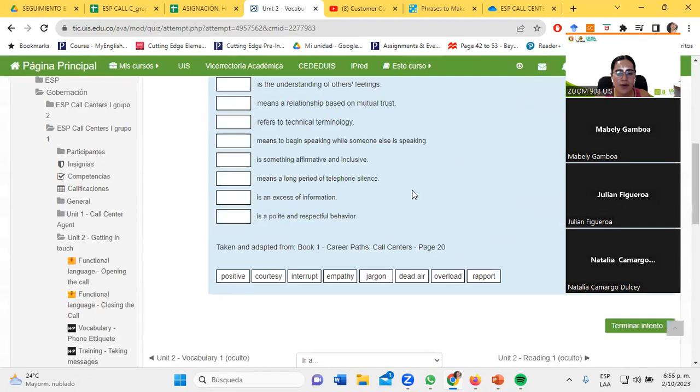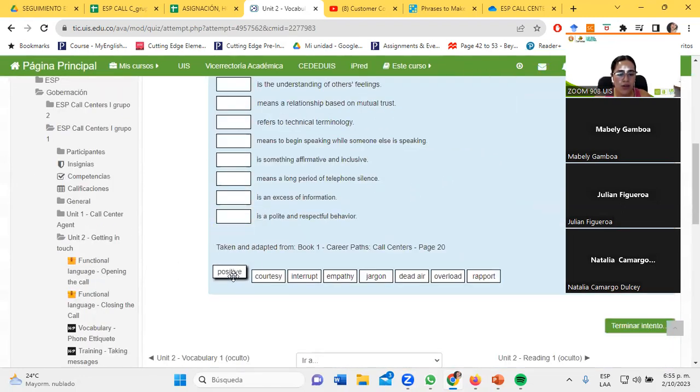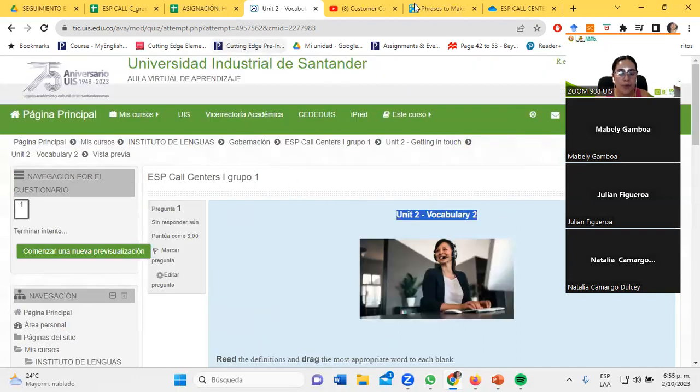This activity is very easy. Just read the definitions and drag the correct word in each case. Positive, courtesy, interrupt, empathy, jargon. Last week I explained what jargon is. Dead air, overload, and report. Okay? So let's do that. Unit 2, Vocabulary 2.